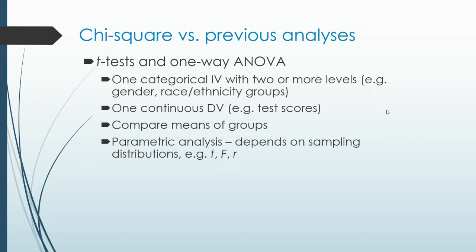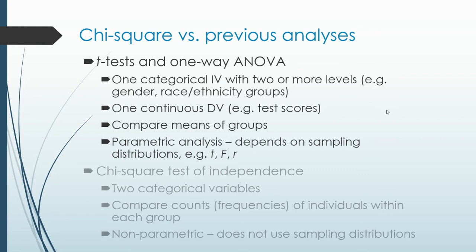And t-tests and ANOVA are based on what's called a parametric analysis. We develop these sampling distributions. T and F and R, as you'll learn about, are examples of sampling distributions, and so therefore these previous things are said to be parametric types of analyses.